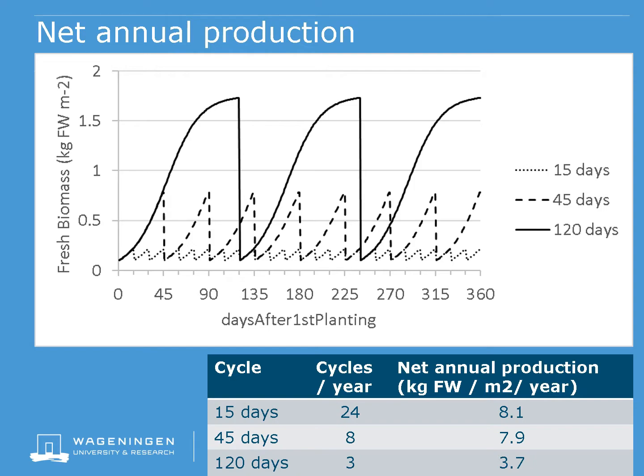This example shows a 120-day cycle gives much lower production than a 15 or 45-day cycle. Net annual production is slightly higher for the 15-day cycle, but recall the high labor costs of harvesting and replanting. Economically, we might find highest profits for a longer cycle.